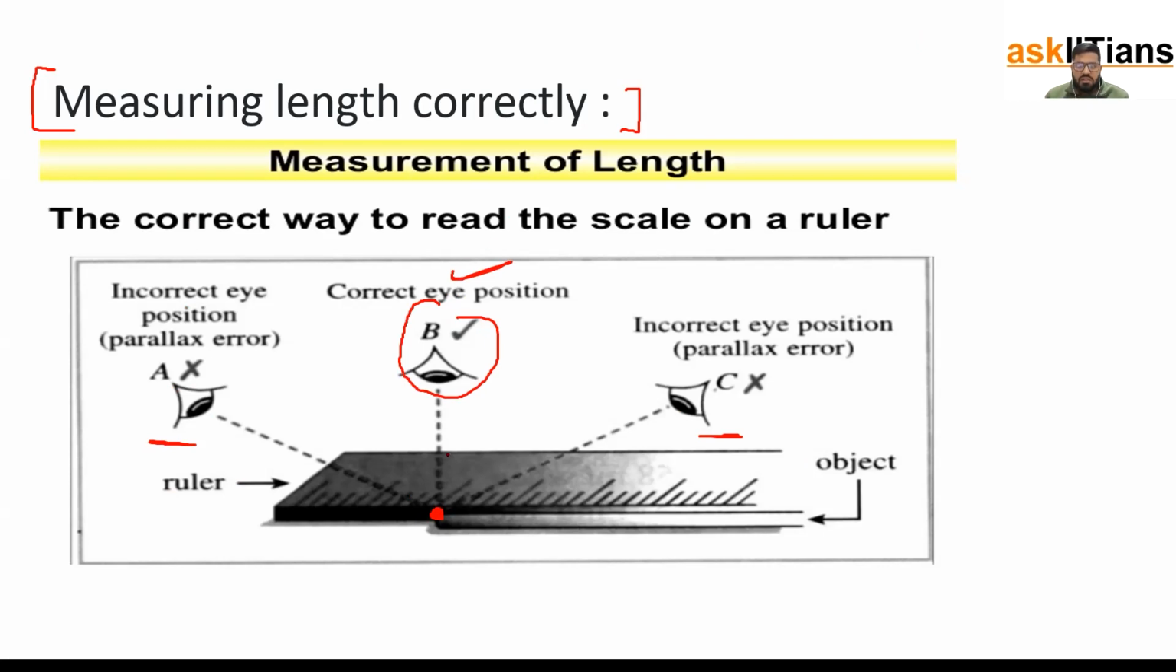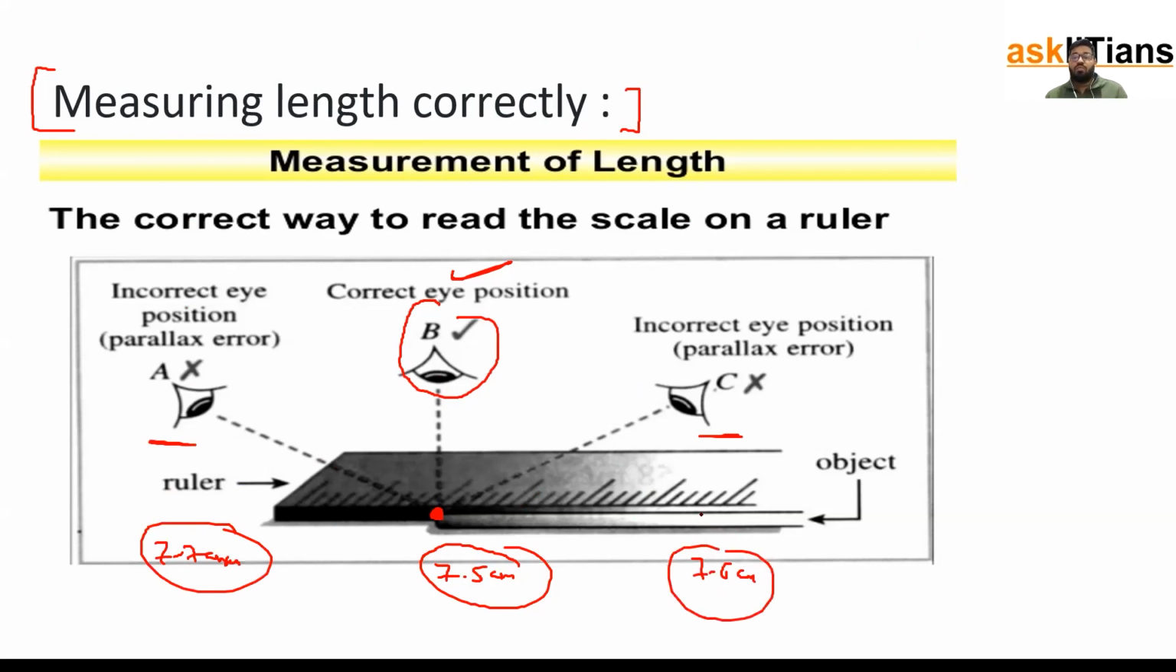This is the correct way, because if the standard length is 7.5 centimeter, you will get that standard length by observing it from the vertically above point. If you look from some other direction, say leftward or rightward, you will get some error. Suppose from there you will get 7.6 centimeter or 7.7 centimeter, so there is some error involved. So whenever you want to read the reading on a scale, always look directly and vertically at the point at which the reading is required. This is one way to measure correct length.